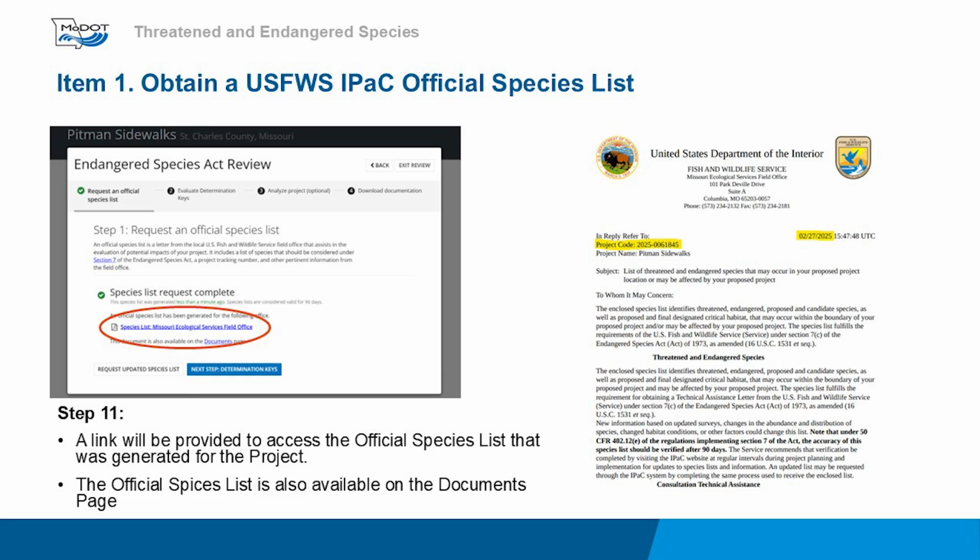The project code is unique to each official species list and is needed for MoDOT to complete the required consultation activities with U.S. Fish and Wildlife Service. An official species list is valid for 90 days, after which you will need to request an updated species list on the IPAC. This completes the first step of MoDOT's Threatened and Endangered Species Submittal Checklist. Upload a copy of your official species list to the Request for Environmental Review system.